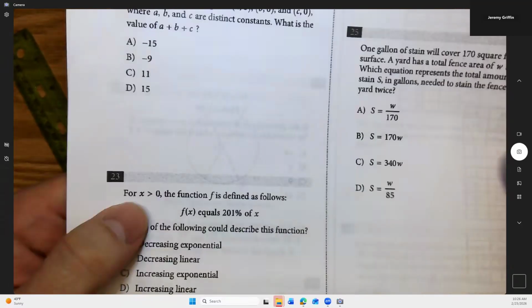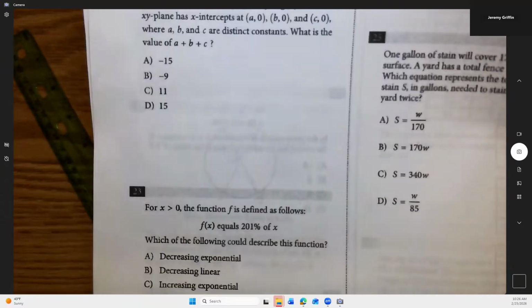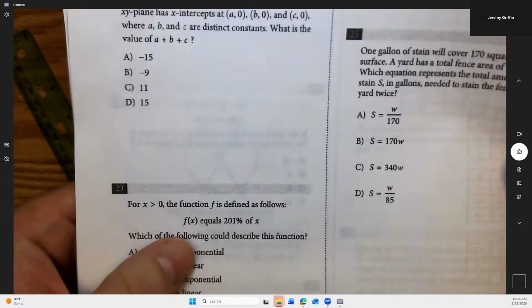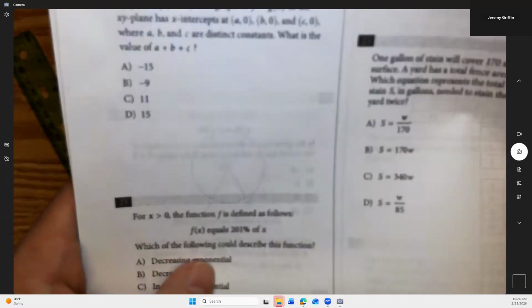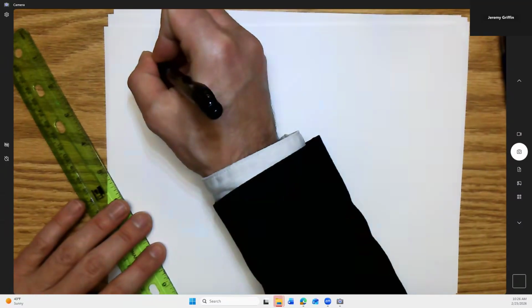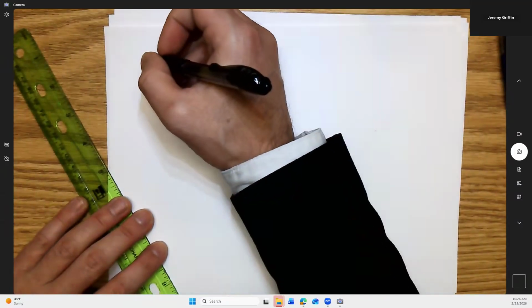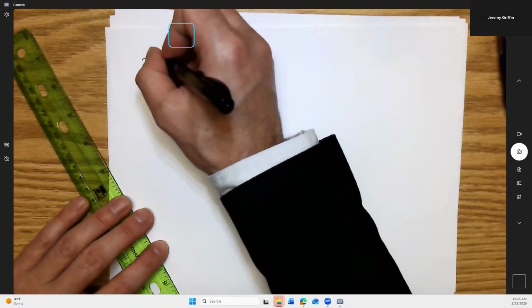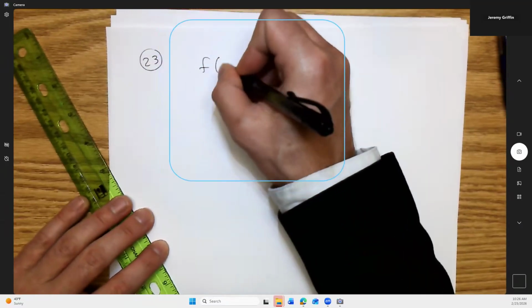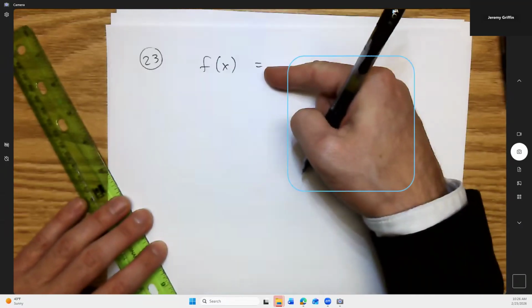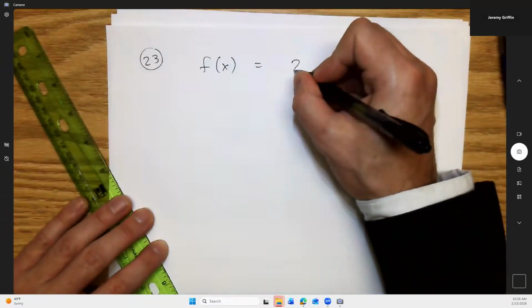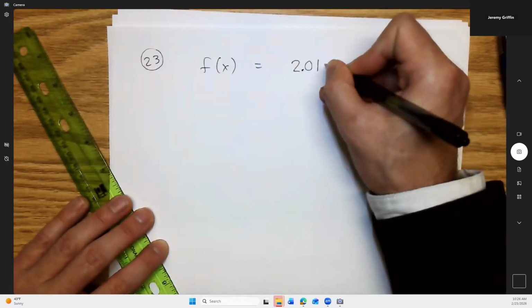For x some positive number, the function f is defined as follows. f of x equals 201% of x. What could describe this function? Right, so what kind of curve is that? They have decreasing exponential, decreasing linear, increasing exponential, or increasing linear. Well, I'm going to write this out. They said f of x equals 201% of x, so that's 2.01 times x.